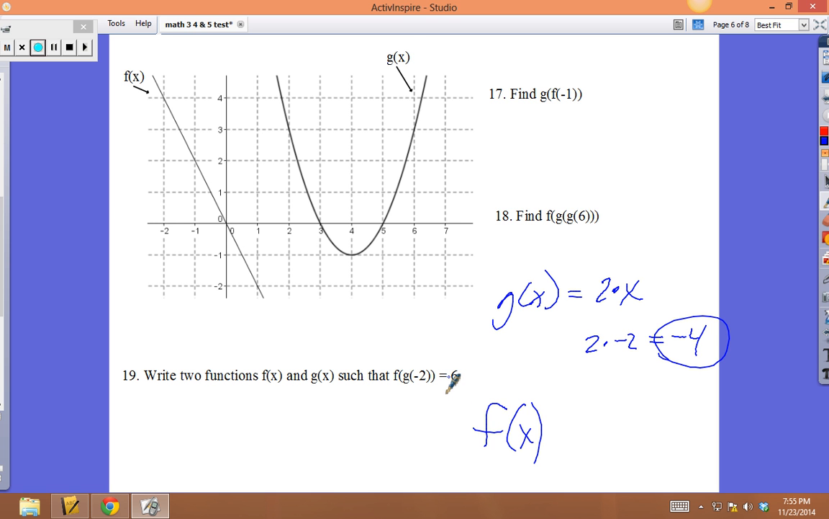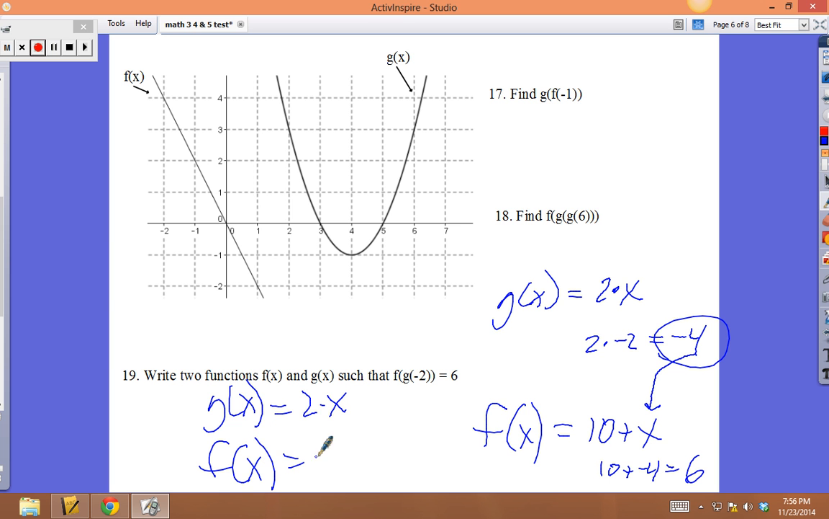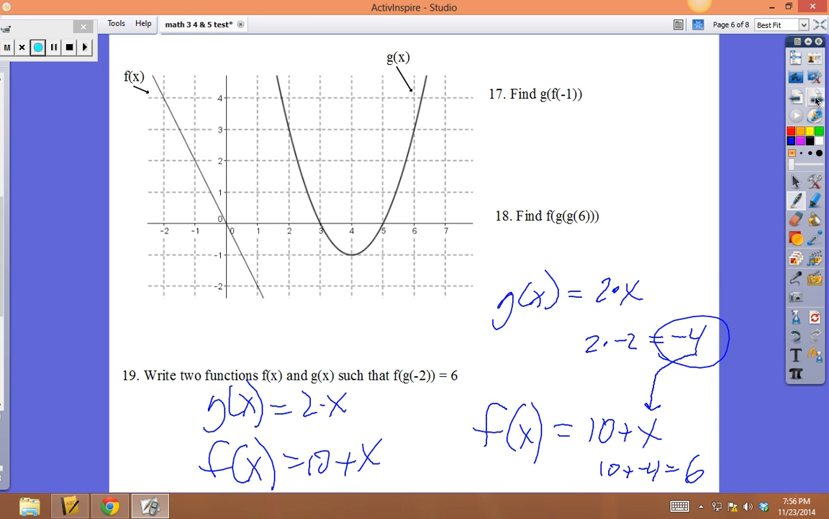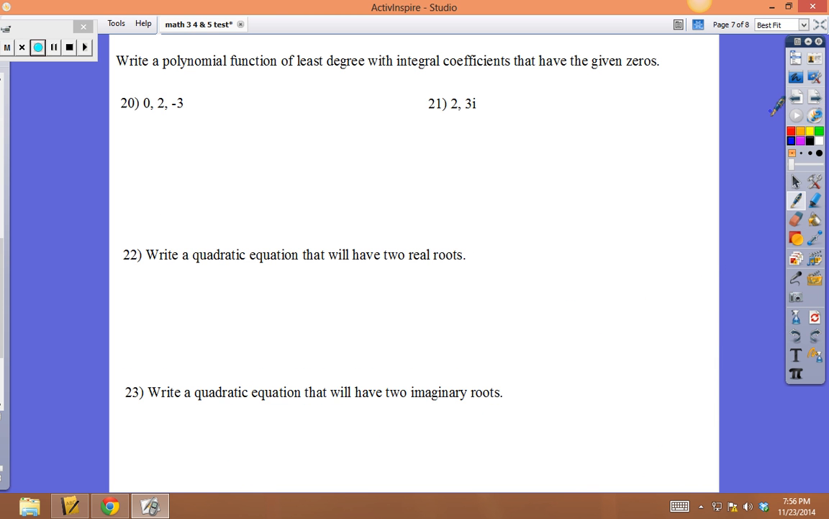But remember, I have to end up at 6. So I'm going to do this. The rule for f says 10 plus whatever you plug in. Because if I plug in a negative 4, 10 plus a negative 4 will give you 6. So that will work. g of x is 2 times x, and f of x equals 10 plus x. That's one of many that'll work. You just have to be creative. Okay, number 20.